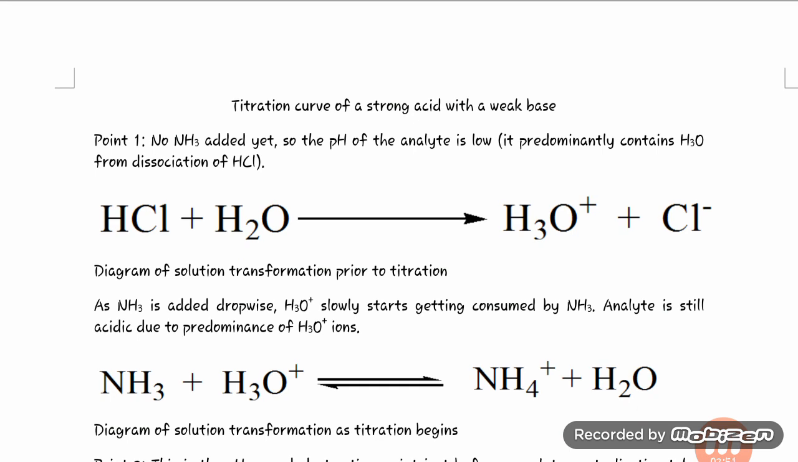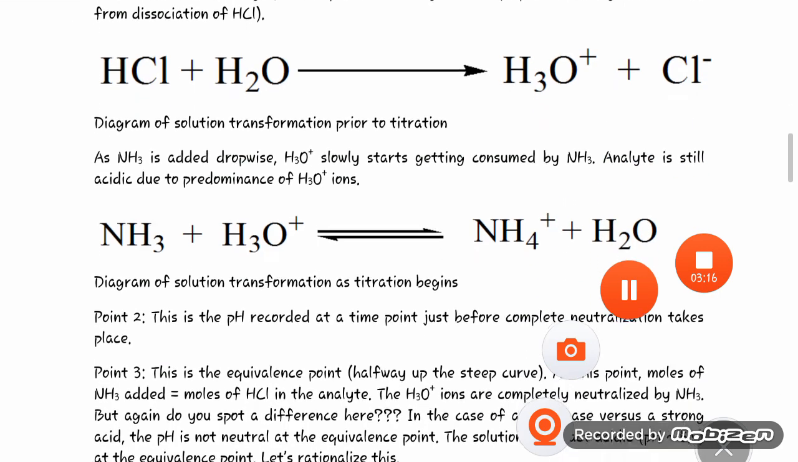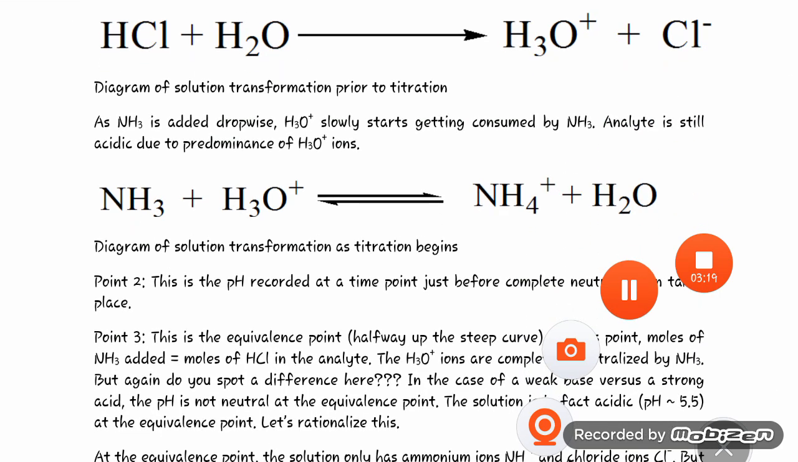Next is the titration curve of a strong acid with a weak base. Point 1 in this is where no NH3 is added yet, so the pH of the analyte is low. It predominantly contains H3O+ from dissolution of HCl. HCl plus water gives H3O+ and chloride. This is the diagram of the solution before titration. As NH3 is added dropwise, H3O+ slowly starts getting consumed by NH3. The analyte is still acidic due to the predominance of H3O+.